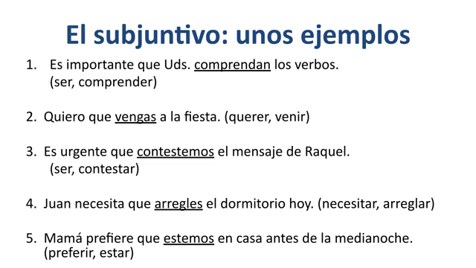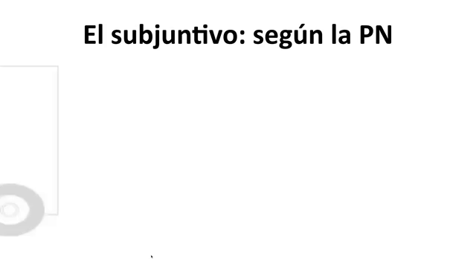Y número 5. Mamá prefiere que estemos en casa antes de la medianoche. Yet another example of subjuntivo using the verbs prefiere from preferir and estemos, which is the subjunctive nosotros form of estar. If you want to hit pause and reflect on these examples, if you don't understand why something is one way or the other, think about it and then let me know so that I can help you clear it up, because these really are great, simple, basic examples of using the presente del subjuntivo.